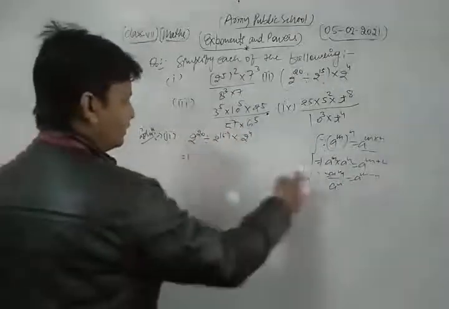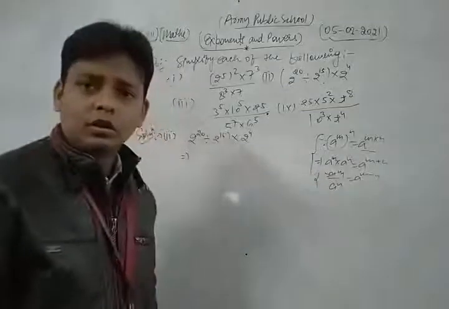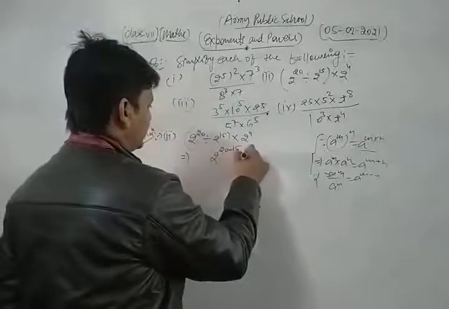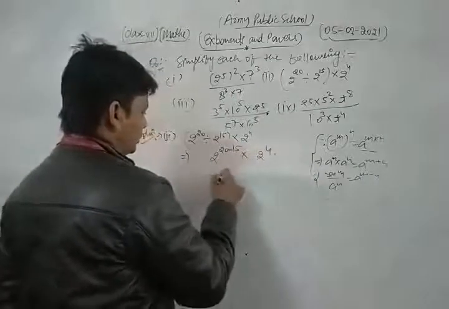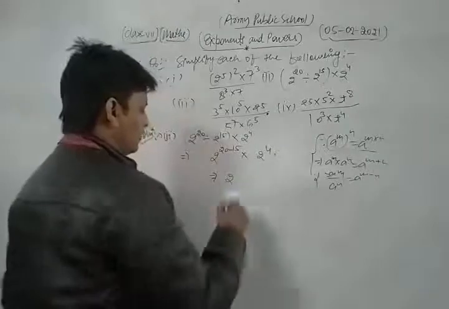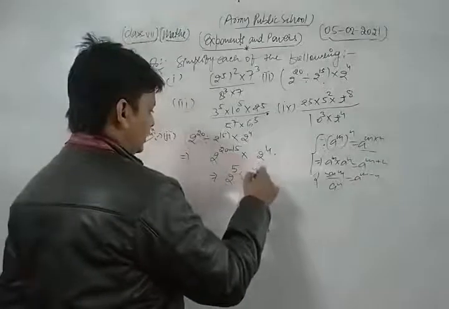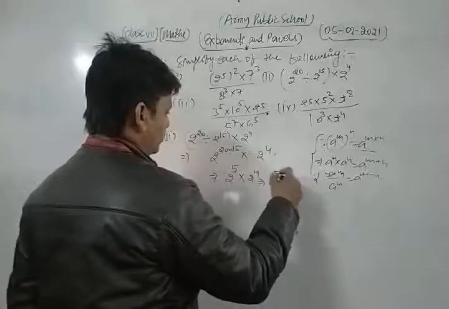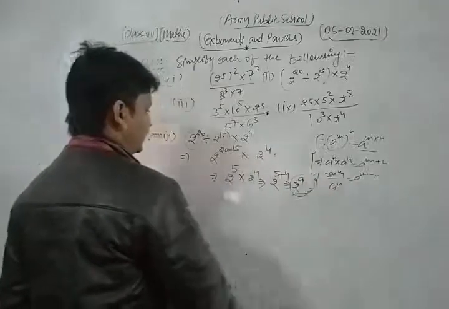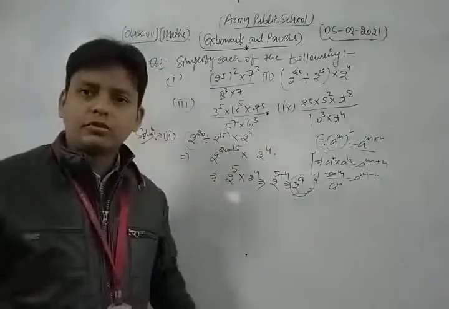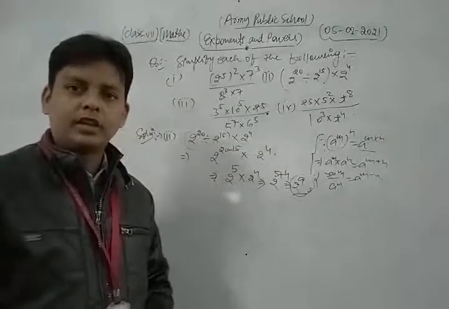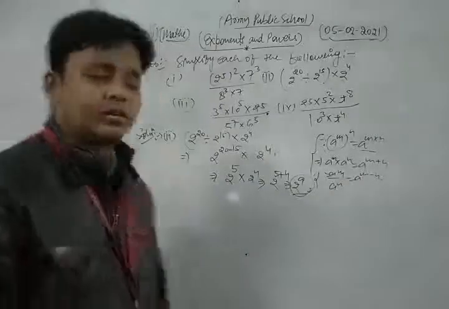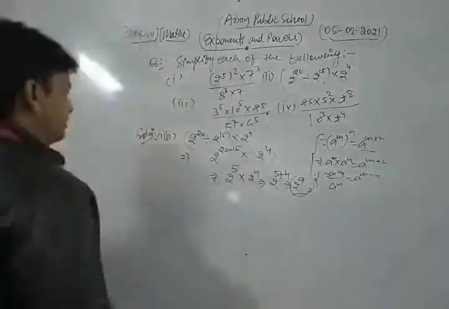First of all we apply the quotient rule of the laws of exponent. So here we get 2 power 20 minus 15 into 2 power 4. So 2 power 20 minus 15, that is 5, into 2 power 4. So we get 2 power 5 plus 4, that is 2 power 9. So 2 power 9 is our required solution of the given question. Using this method you can solve all the questions. Now we take and solve the third part of this question.